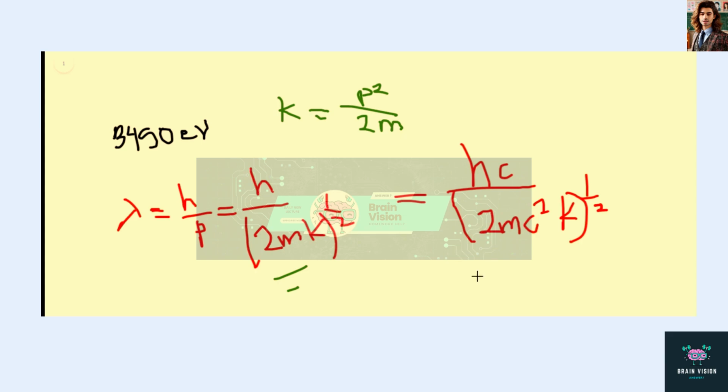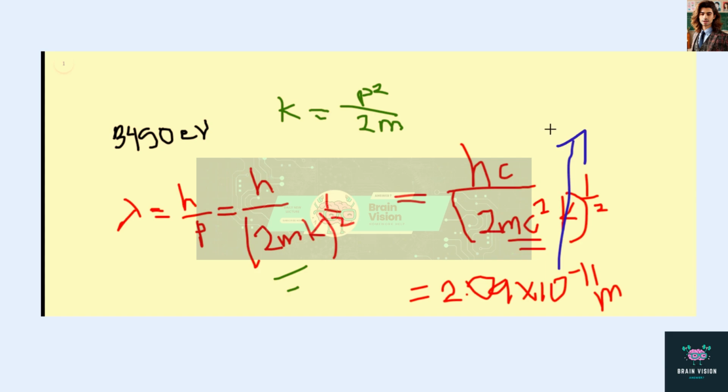And since we have all the values given, the kinetic energy, and h and c are constants, we can just plug in the values and we get that the resolution or the wavelength is 2.09 × 10^-11 meters, which if we convert becomes 20.9 picometers.